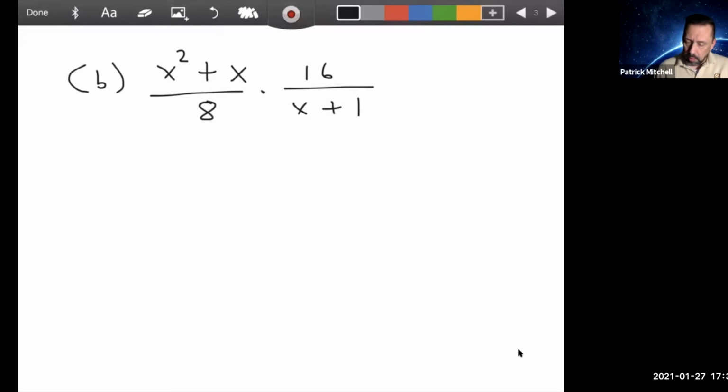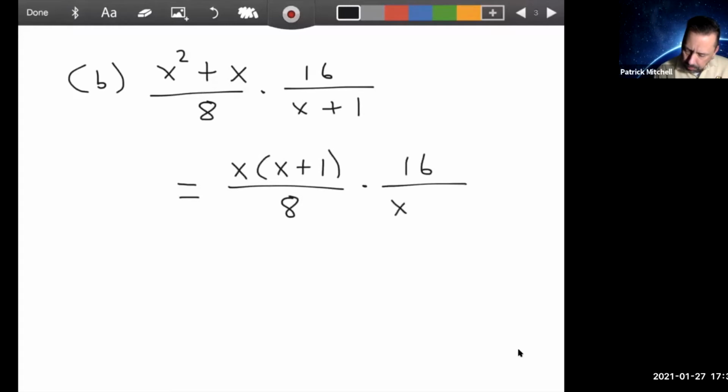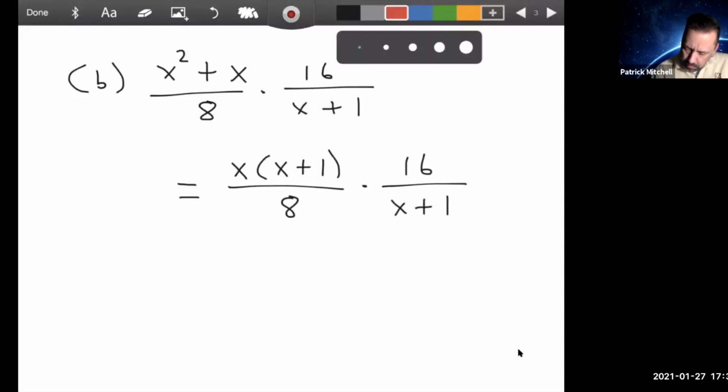All right, so I'm going to take that x squared plus x. We can factor that. And again, everybody is a factoring expert at this point. That's just a GCF factoring. I'm going to pull out an x, which is going to leave me x plus 1. And we'll keep this 8 down here, and we'll keep the 16 and x plus 1. Okay, so now everything is factored. So I guess the first thing I can do is get rid of the x plus 1s.